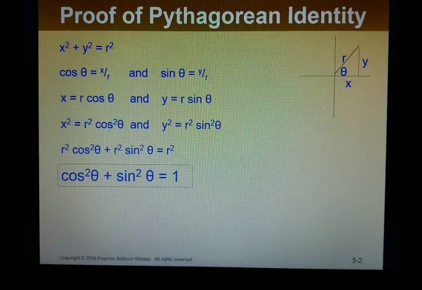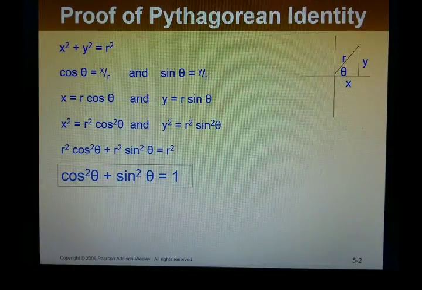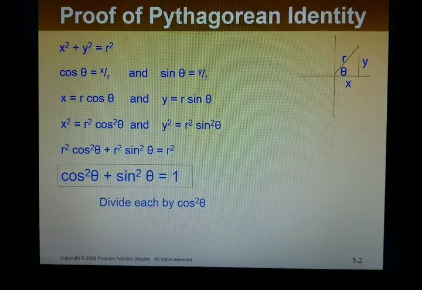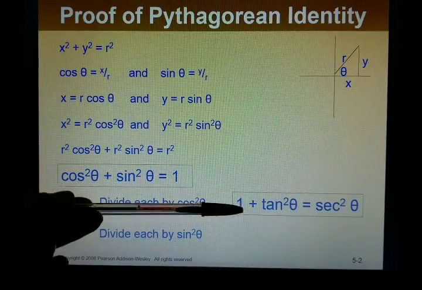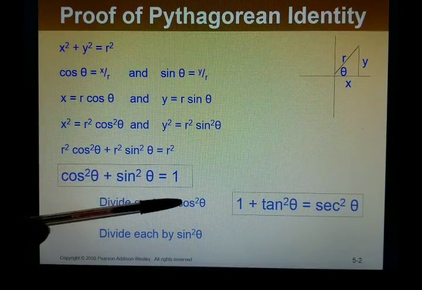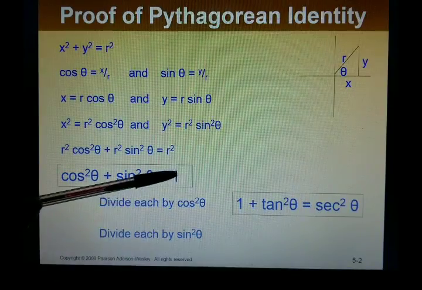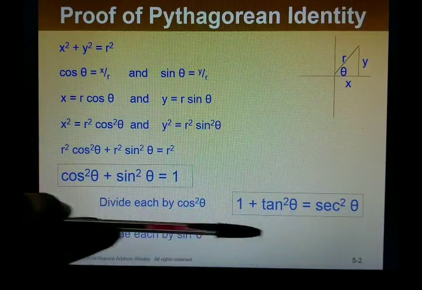And like I said, these will need to be memorized. There's two more Pythagorean identities that are based off of this one. Let's say I divide each of these terms by cosine squared. Well, cosine squared divided by cosine squared would be 1. Sine squared divided by cosine squared, sine over cosine's tangent, so that'd be tangent squared. 1 over cosine squared, the reciprocal of that would be the secant squared.